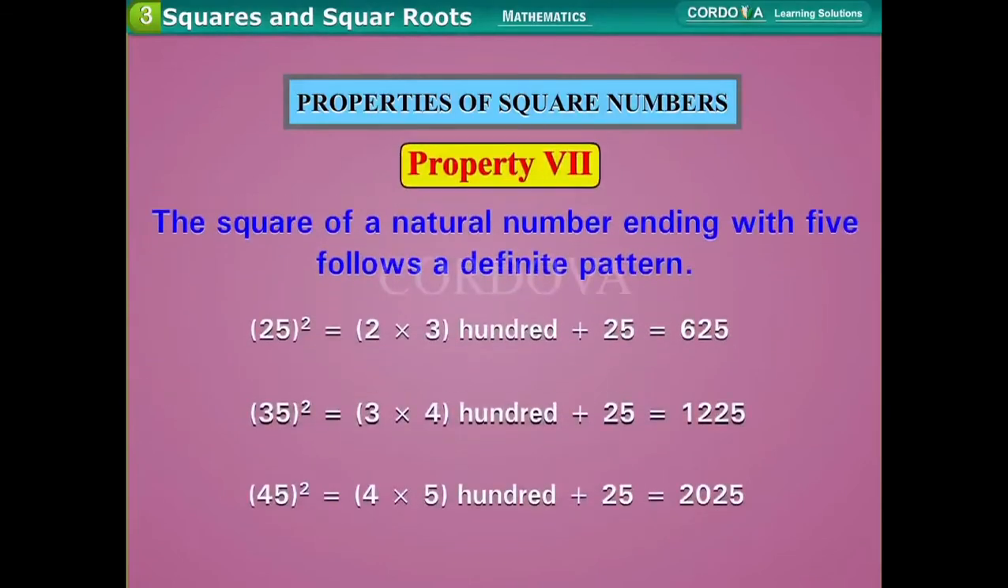Property 7. The square of a natural number ending with 5 follows a definite pattern. 25 square is equal to 2 into 3, 100 plus 25, which is equal to 625. 35 square is equal to 3 into 4, 100 plus 25, which is equal to 1225. 45 square is equal to 4 into 5, 100 plus 25, which is equal to 2025.